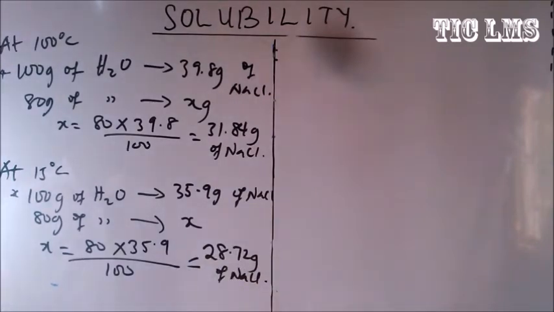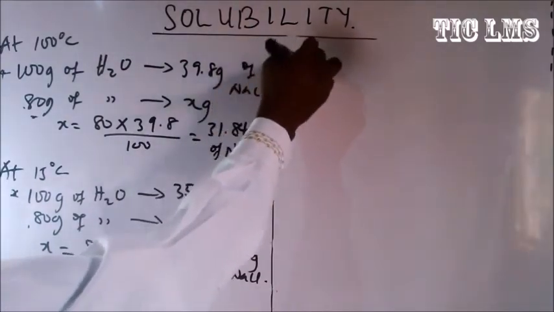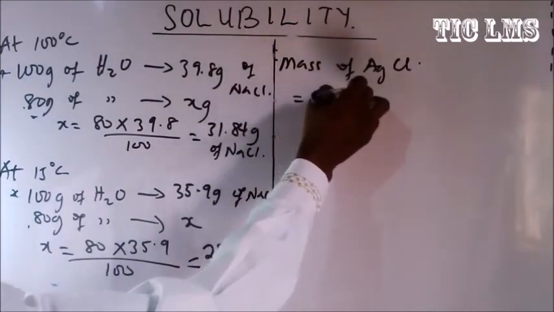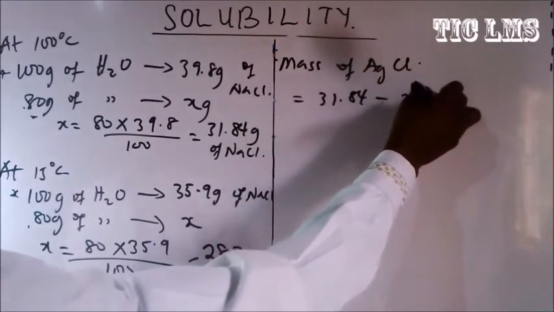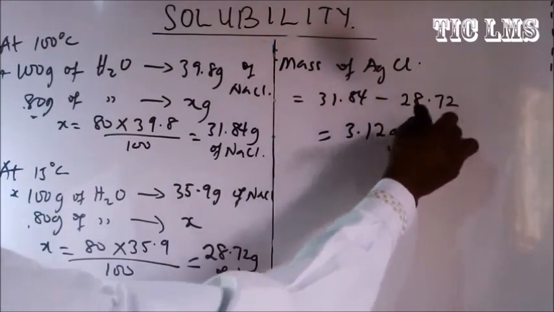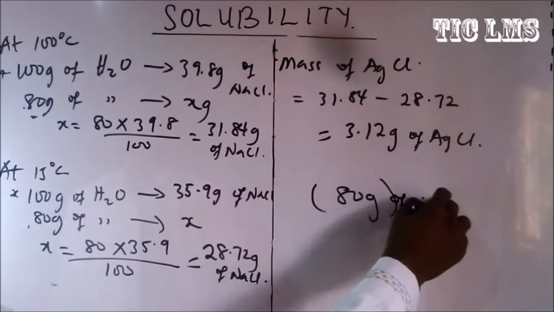We have to calculate the mass of sodium chloride which will be precipitated, that is, when you reduce the temperature from 100 degrees Celsius to 15 degrees Celsius when you have 80 gram of water. So the mass of chloride which will precipitate out will be 31.84 gram minus 28.72 gram, and that will give 3.12 gram of chloride. We are solving this based on 80 gram of water.